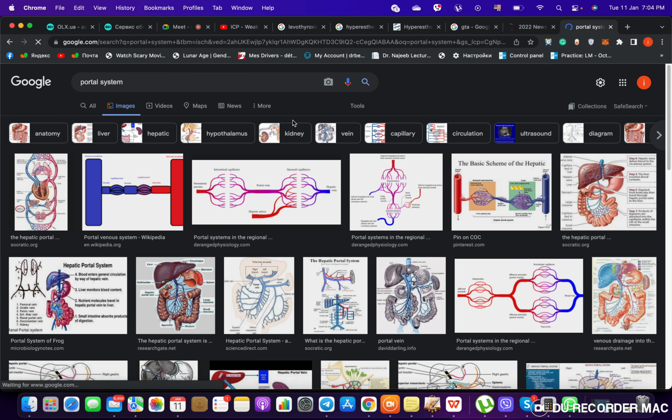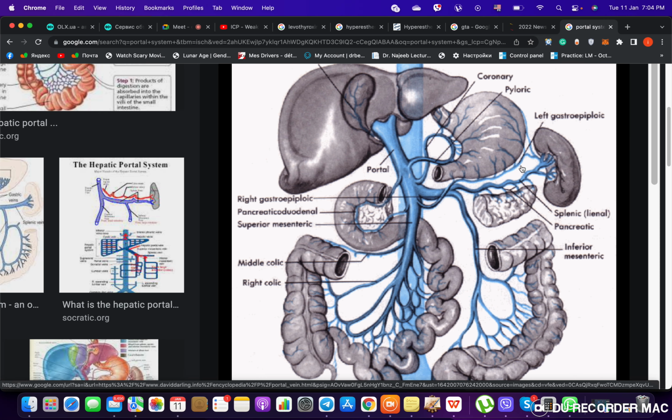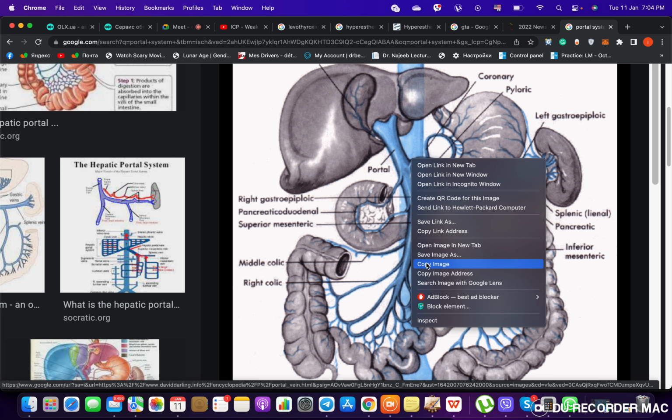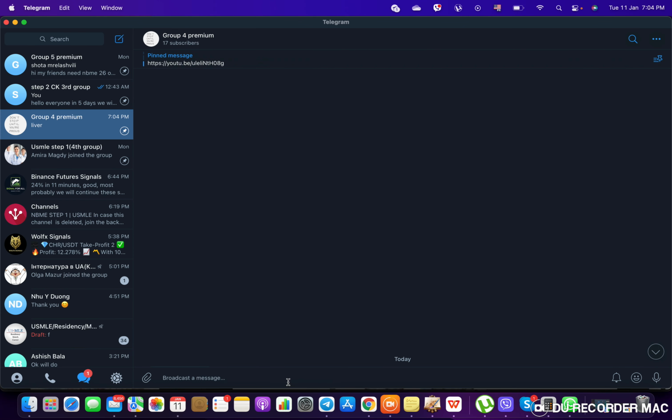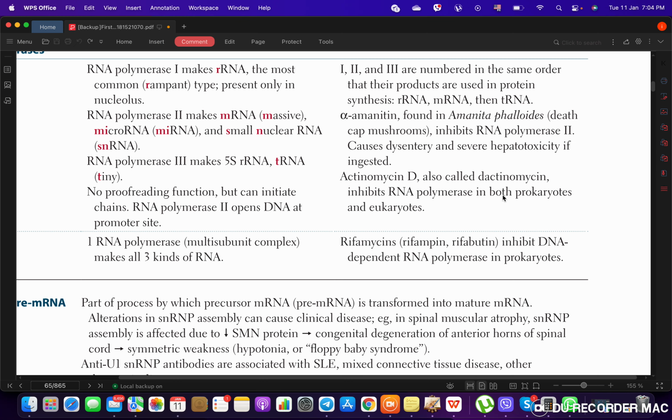To the liver, absolutely, because remember, all of the GI organs go through the portal vein to the liver. So the next organ to be affected will be the liver. So the liver is going to get intoxicated, so you get severe hepatotoxicity if ingested, and it dies.